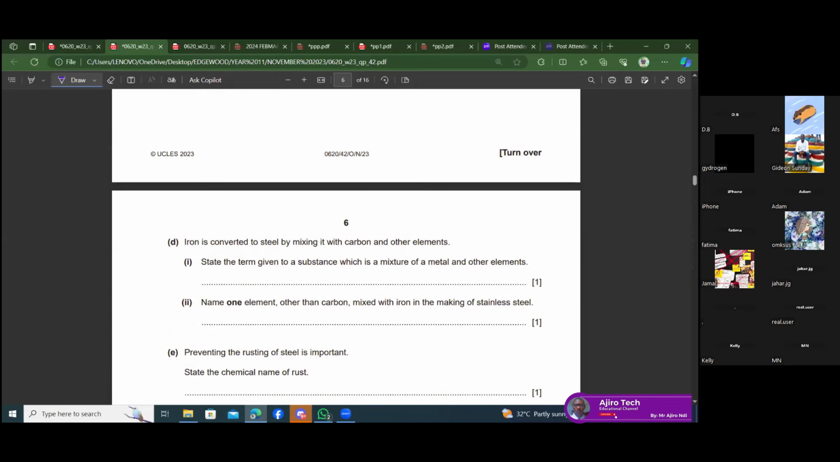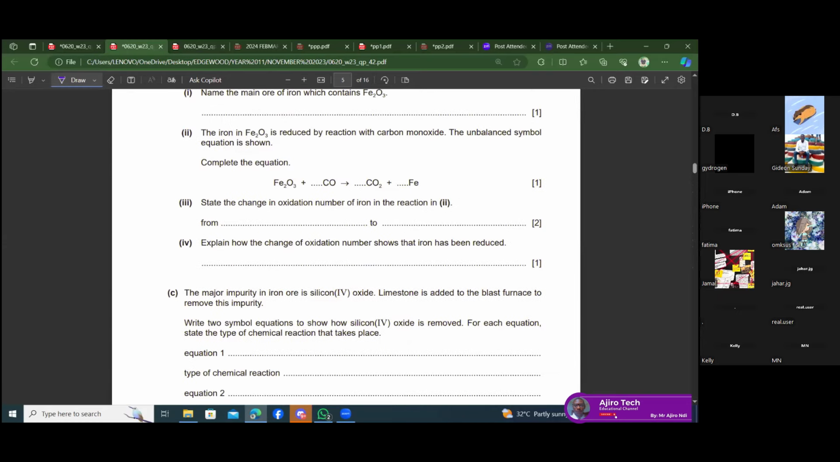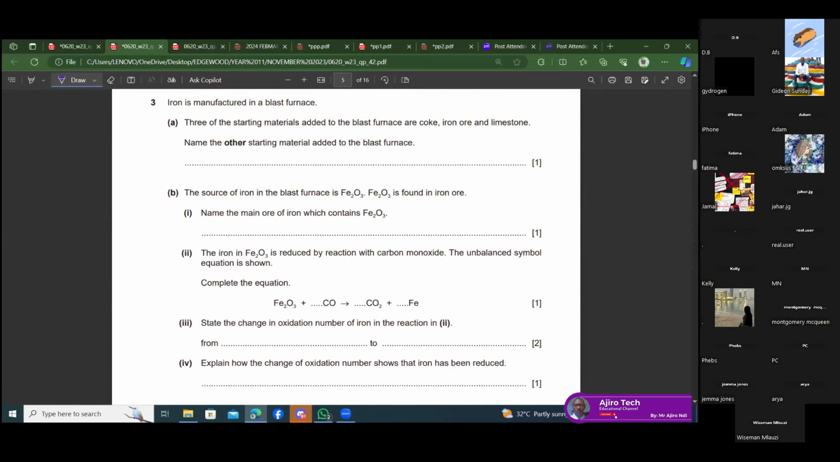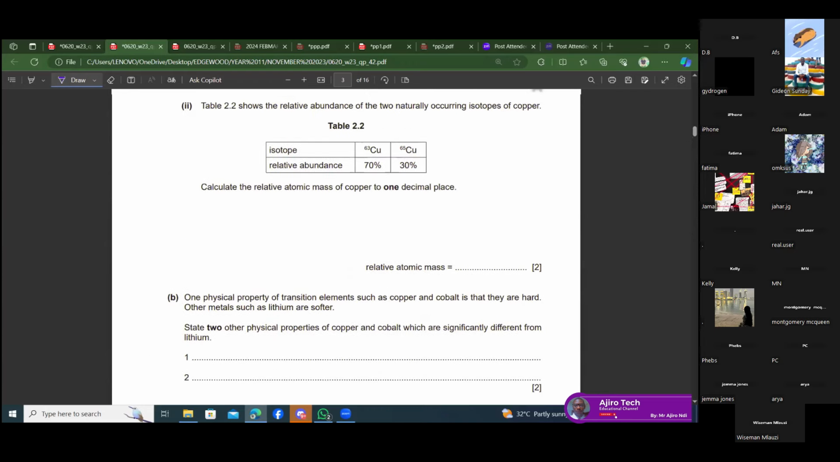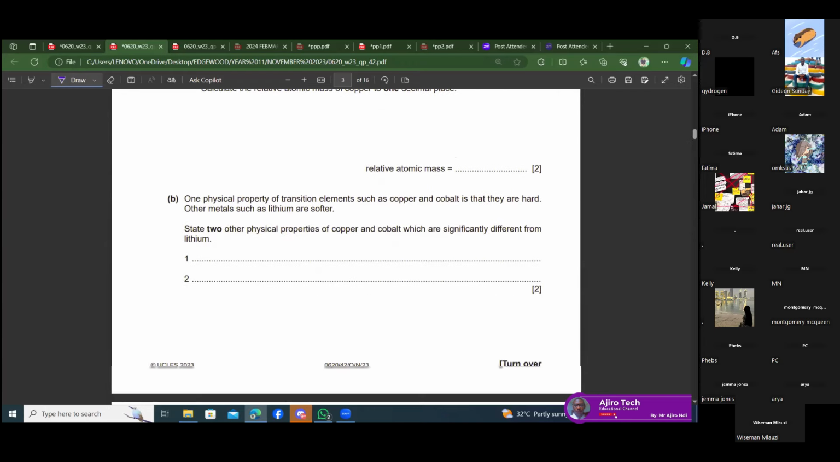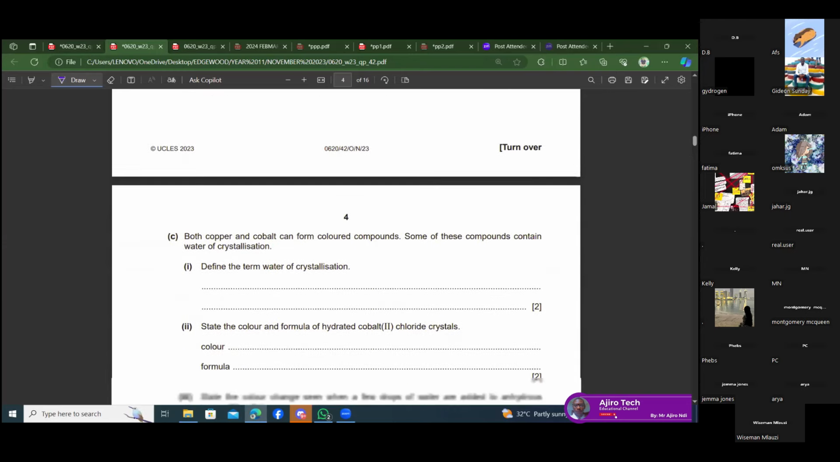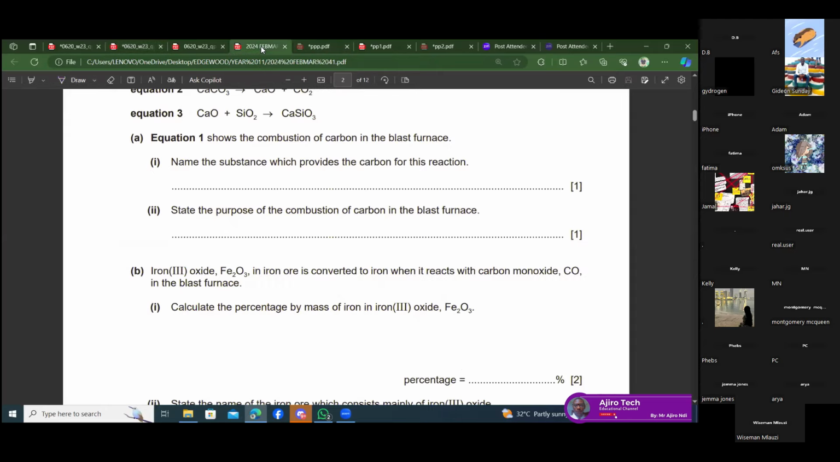All right, test for water. Expect some questions from there. I've talked about extraction of iron and aluminium. Expect some questions from isotopes too. You should be able to calculate isotopic abundance and relative atomic mass. Not as many questions on isotopes, but you could have questions from that angle.